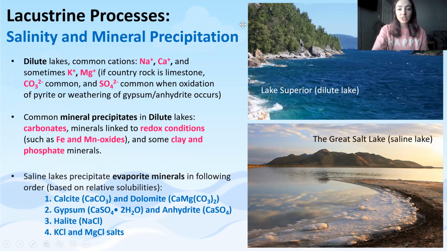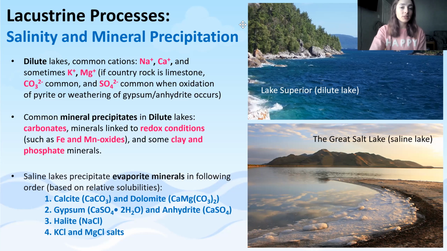Now, other than oxygen content, salinity can have a huge effect on chemical composition of a lake. And I list here dilute lake compositions compared to that of saline lakes. In dilute lakes, or very freshwater lakes, you're going to get cations that commonly include sodium, calcium, sometimes potassium and magnesium. And if there's limestone or dolostone country rock, you can get carbonate ions. And if there's oxidation of pyrite or weathering of gypsum and anhydrite, you can get sulfate ions, etc.